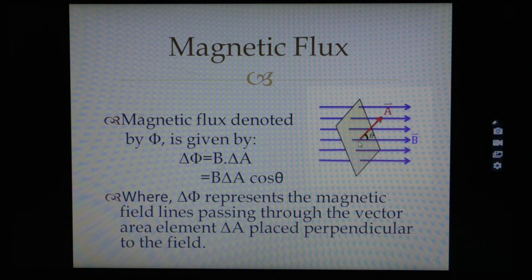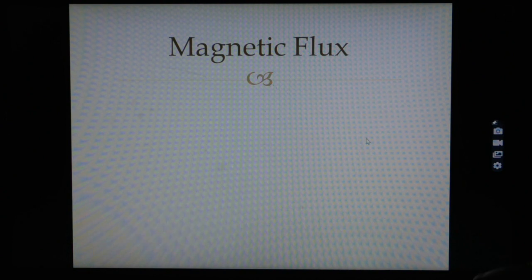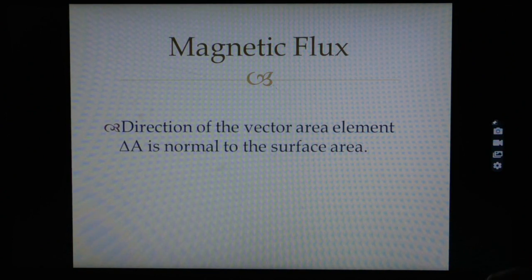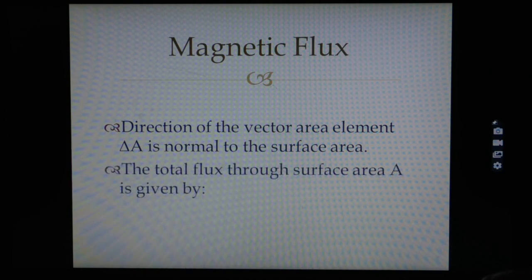Delta phi represents the magnetic field lines passing through the vector area element delta A placed perpendicular to the field. The direction of the vector area element delta A is normal to the surface area. The total flux through surface area A is given as.